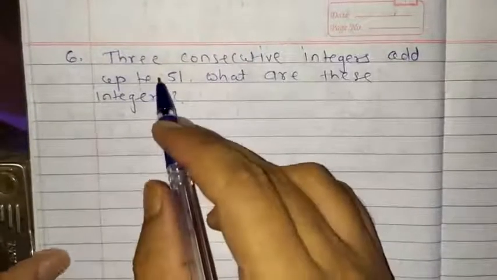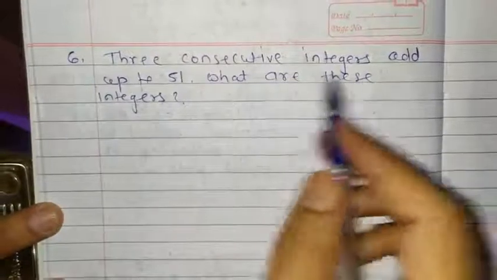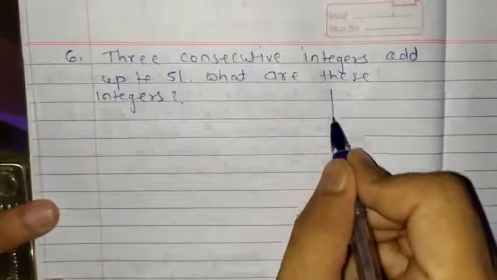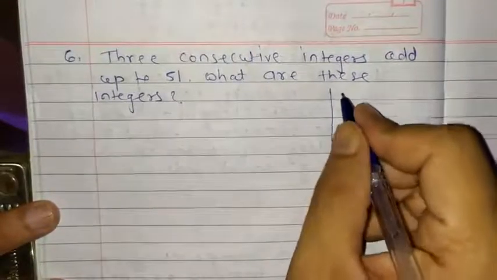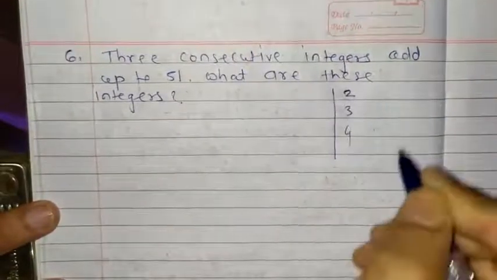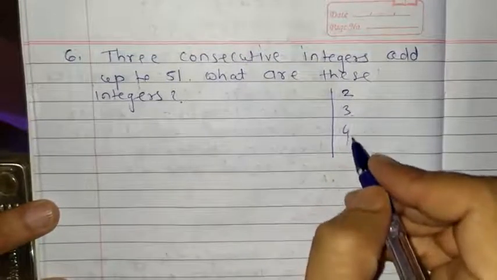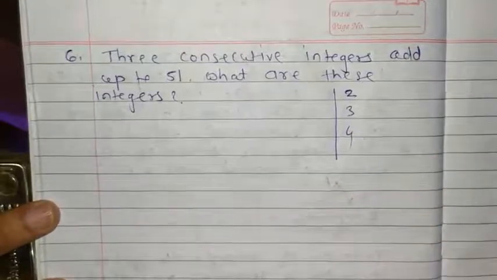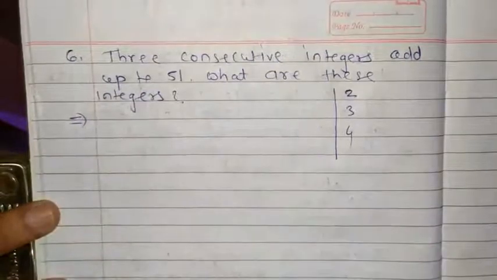So the next question is 6. Question number 6. 3 consecutive integers add up to 51. What are these integers? So first you should understand the concept of 3 consecutive integers. Suppose we assume numbers 2, 3, 4. So here the first integer is 2. If you add 1, it will become 3. If you add 1, it will become 4. So this is in sequence. That is what consecutive integers are. So here they are asking what are these integers.